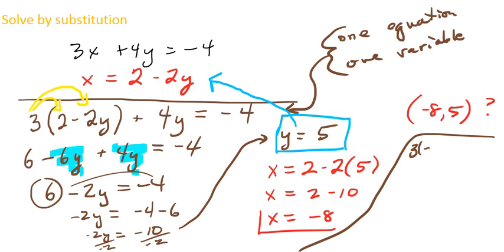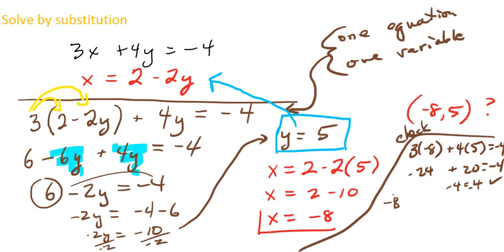So 3 times -8, this is our check, plus 4 times 5 should equal -4. Let's just check that. That's -24 plus 20. Does that equal -4? Yeah, it sure does. So that's good so far. Now let's check the other one. What's the x value? -8.